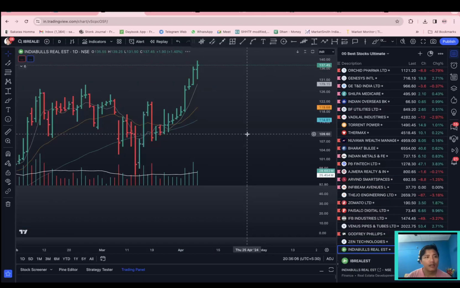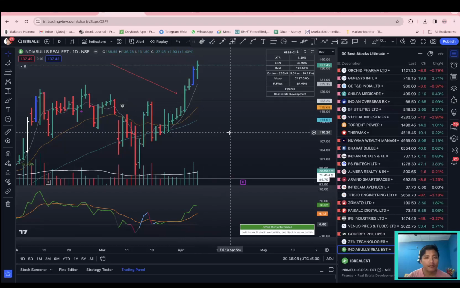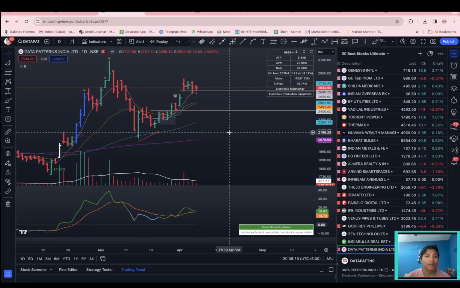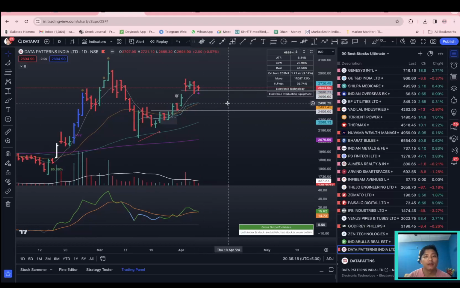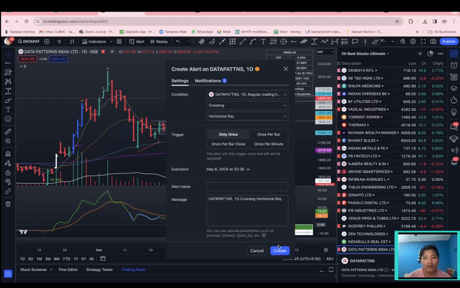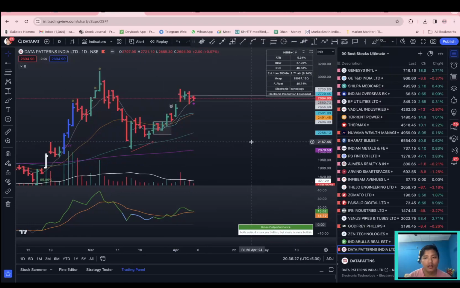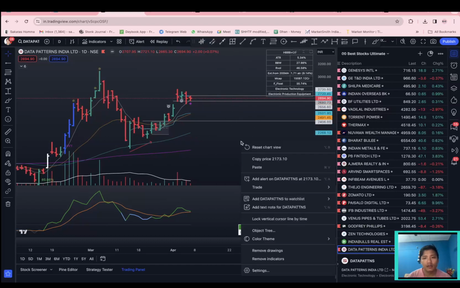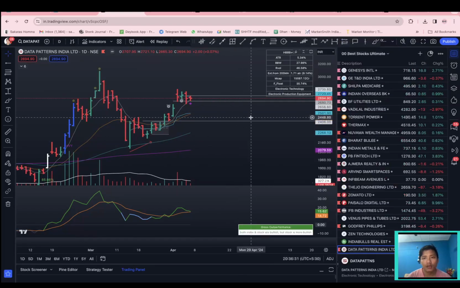Nothing here. Zen Technologies, IV. This was the day. Data Patterns. Similarly, this was my entry. This is a stock I hold, and hopefully now this gap upper boundary acts as a support, and then we have a bounce. Okay. So what I'll do is I'll put, yeah, and I think this is already on my list of tight.